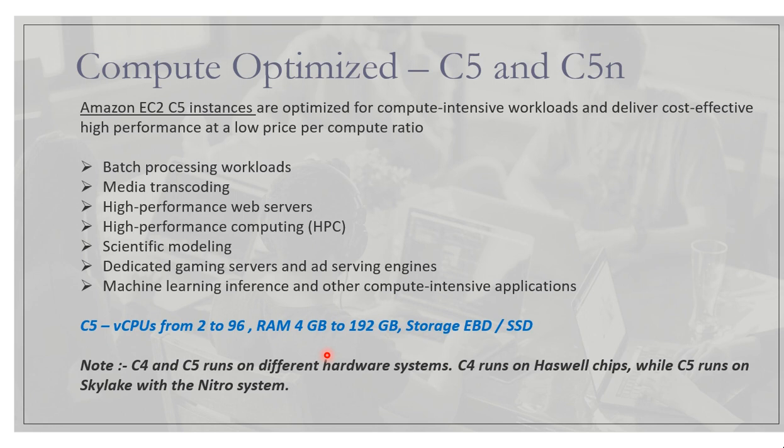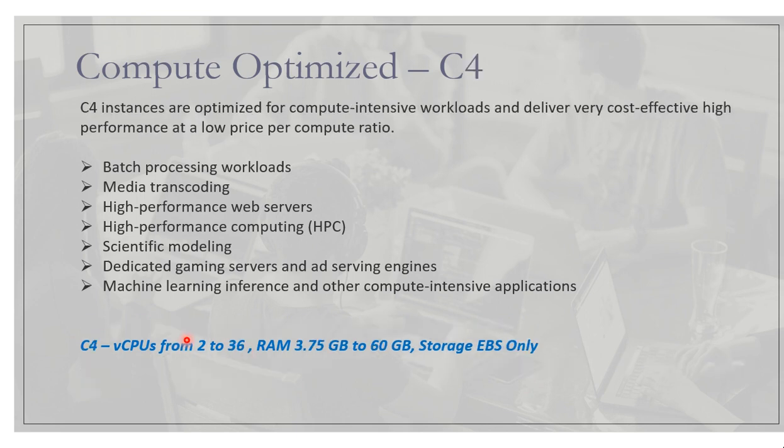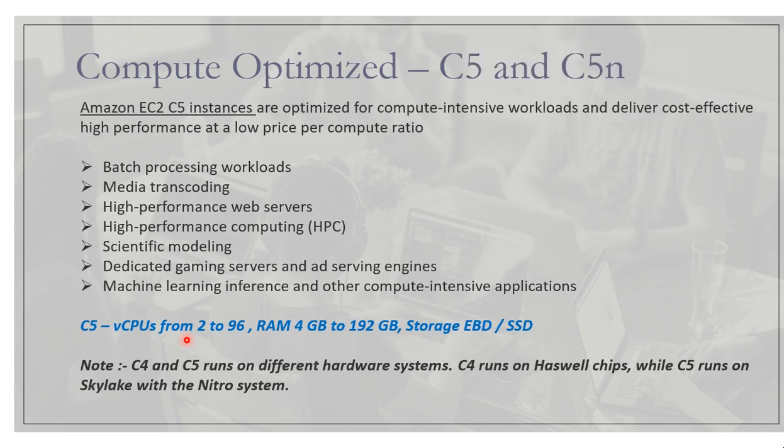Let's see what C5 and C5n are. They are also for media transcoding and scientific modeling, but cost wise they are pretty much higher compared with C4, because they run on Skylake with the Nitro system, so the hardware is different, whereas C4 runs on Haswell chips. If you see virtual CPUs, we have from 2 to 96, whereas for C4 we have only 2 to 36. Also RAM is 4 GB to 192 GB, and storage is EBS and SSD.